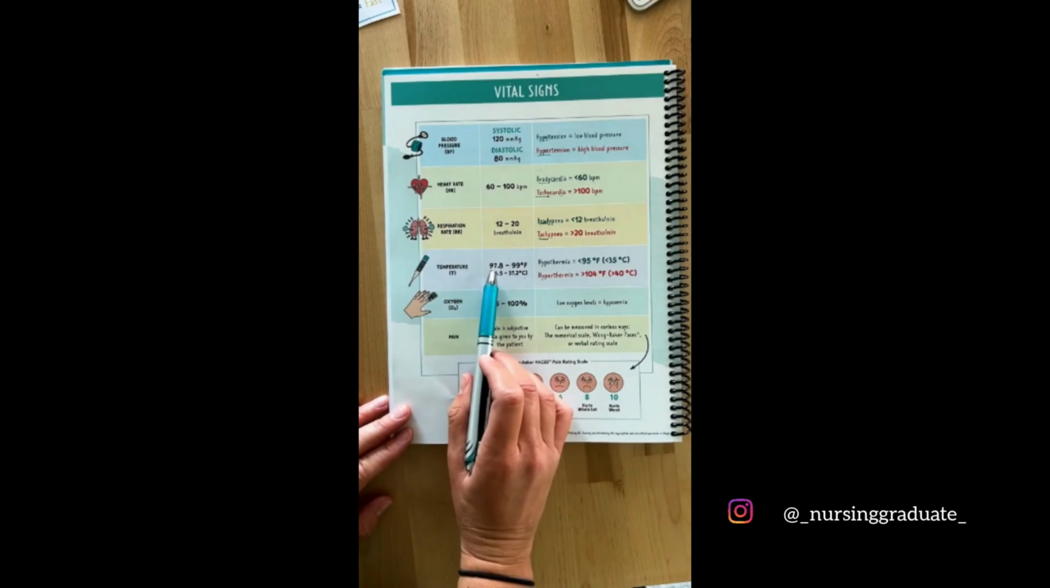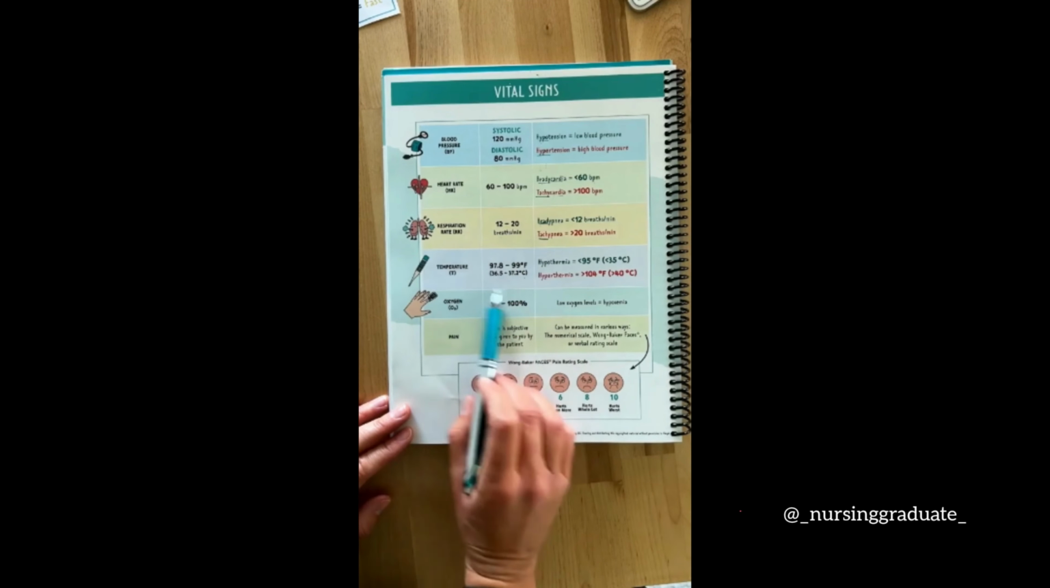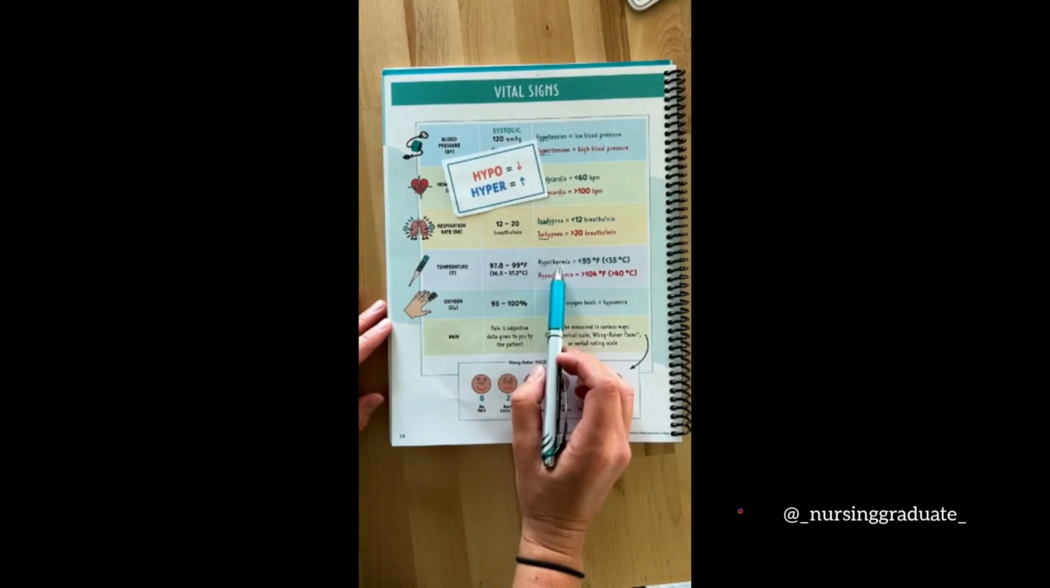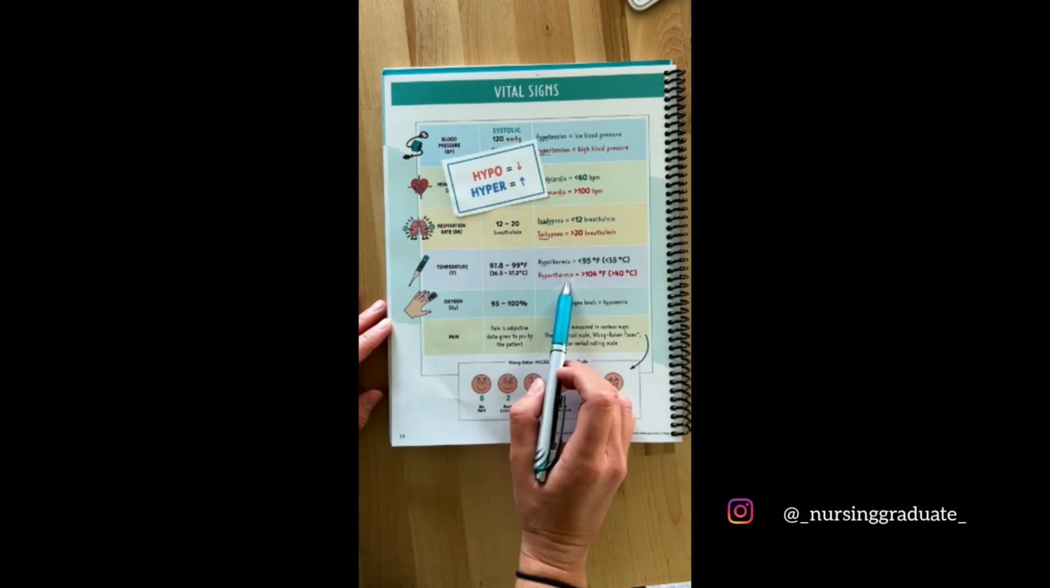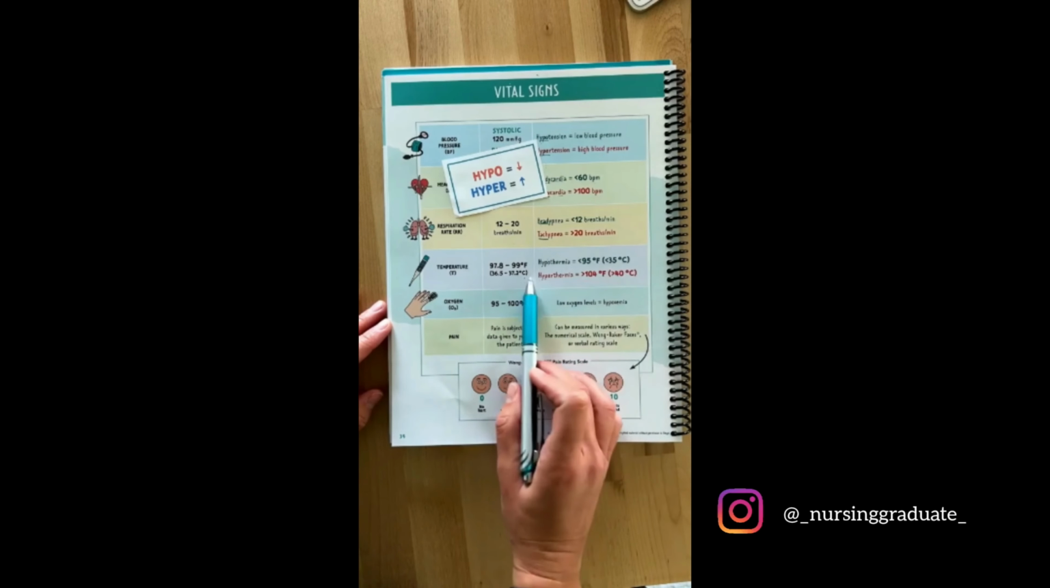Next is our temperature. A normal temperature is 97.8 to 99 Fahrenheit in an adult. Again, we have that hypo and that hyper. So hypothermia is less than 95 and hyperthermia is greater than 104. This would indicate the patient has a fever.